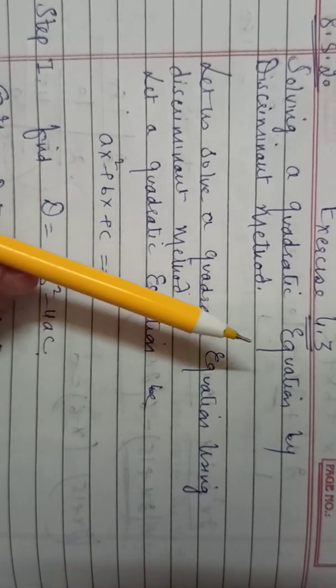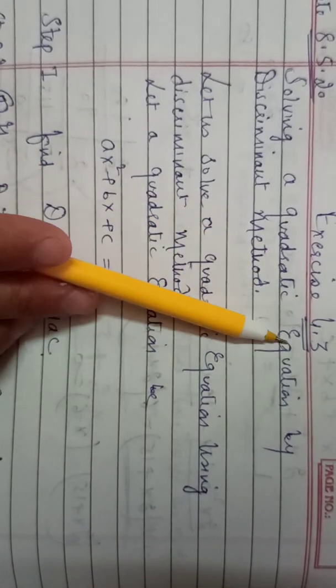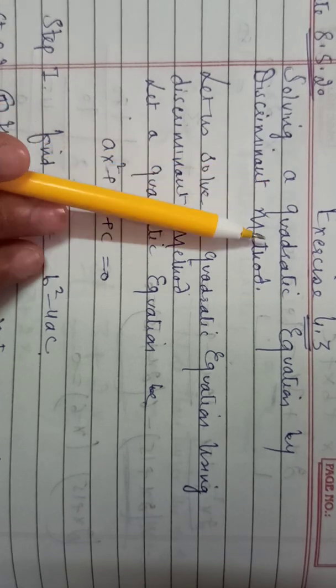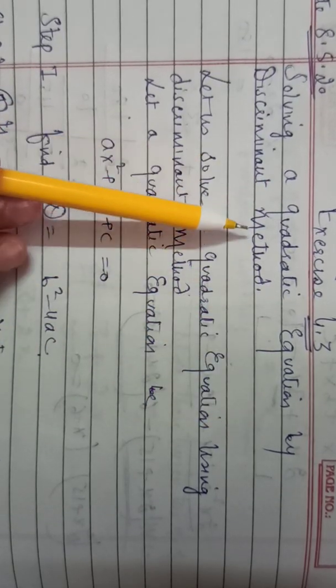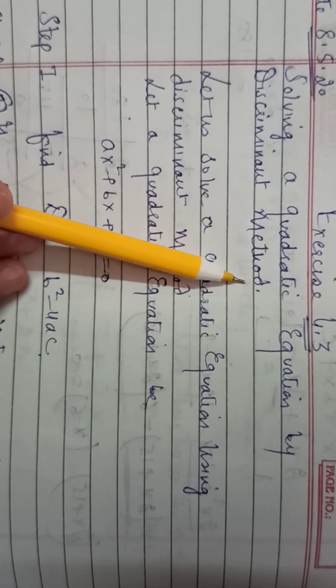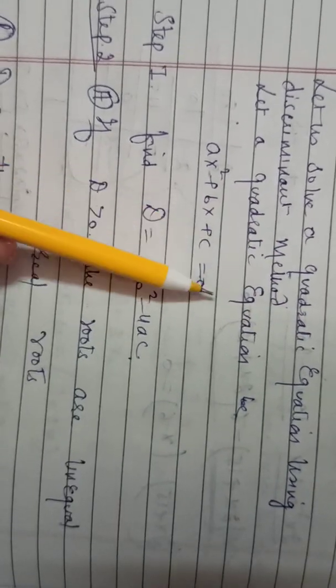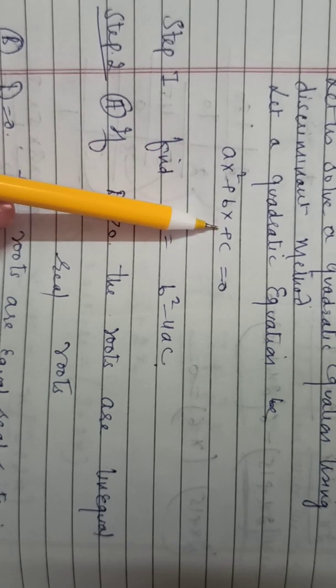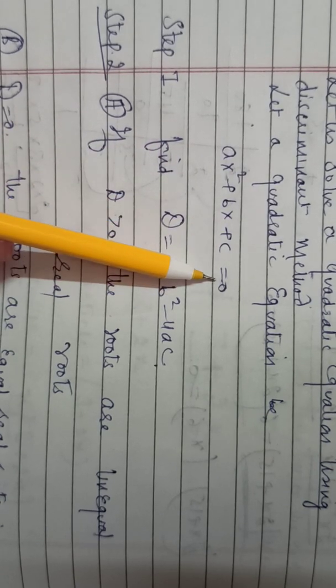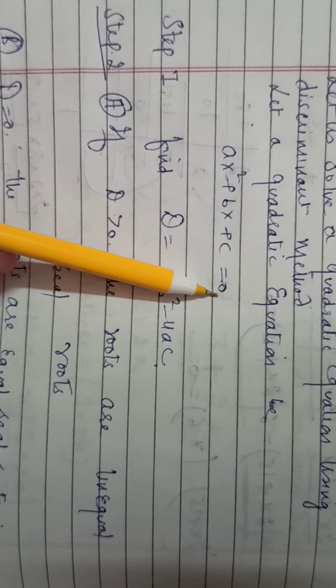Dear children, let's start with exercise 4.3. Here we will learn how to solve the quadratic equation by discriminant method. Let us suppose a general equation ax square plus bx plus c equal to 0.